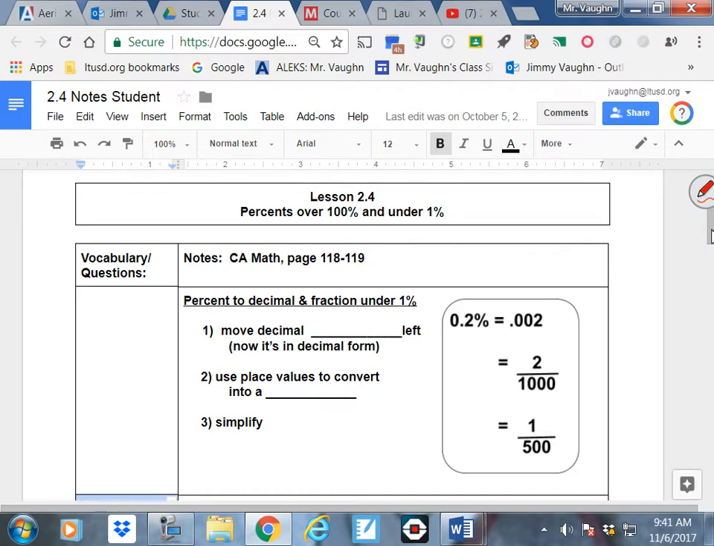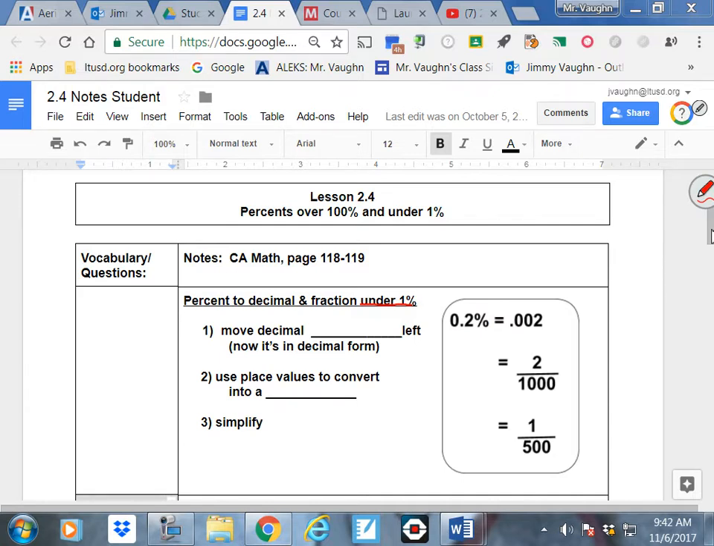So the first section right here is percent to decimal and fraction if it's under 1%. So this is something really small, something like 0.2%. And you'll hear this on the stock market. If you're ever listening to the radio or the TV, they'll say the stock market went up 0.4% today, or 0.2%, or down. This is a small percent.